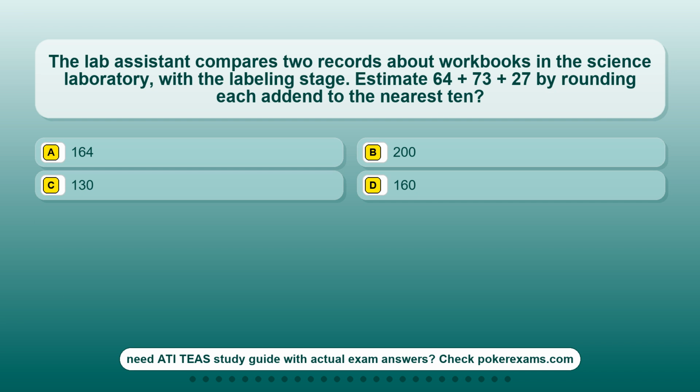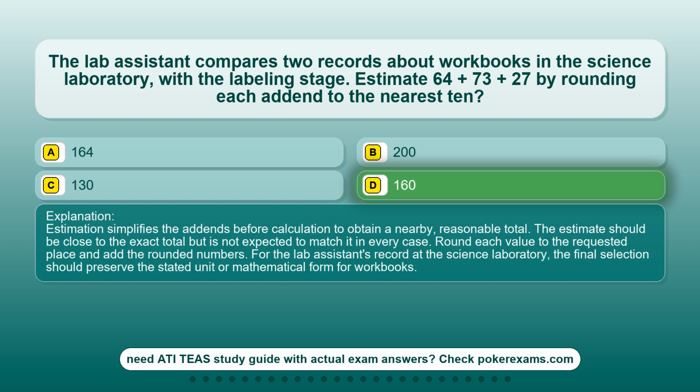The lab assistant compares 2 records about workbooks in the science laboratory, with the labeling stage. Estimate 64 plus 73 plus 27 by rounding each addend to the nearest 10. Option A, 164. Option B, 200. Option C, 130. Option D, 160. The correct answer is option D, 160.